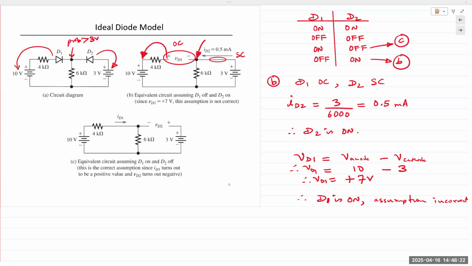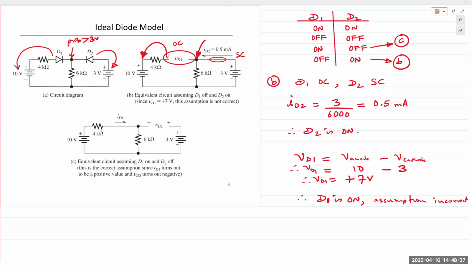Does that make sense? Now, every circuit is different, so the analysis is not the same. Analysis would be very different for every single circuit. Okay. This is just an explanation.